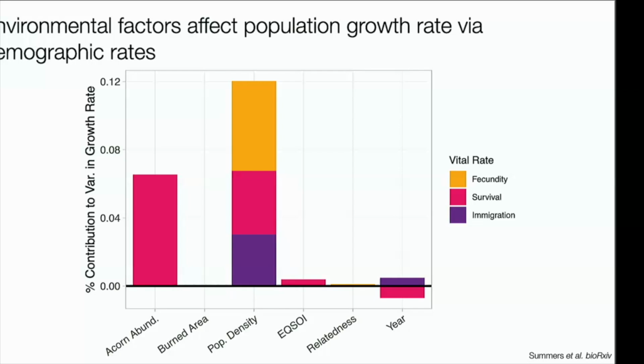Population density has multiple different effects, so it impacts fecundity, survival, and immigration. And then for year, you'll notice that there's a positive contribution of immigration. So temporal changes in immigration are making population growth rates more variable over time. But that's being counteracted by a negative contribution of survival. So in years with really high density, there's really low immigration and low breeder survival and reproductive success. So there's some sort of density dependence going on with immigration.